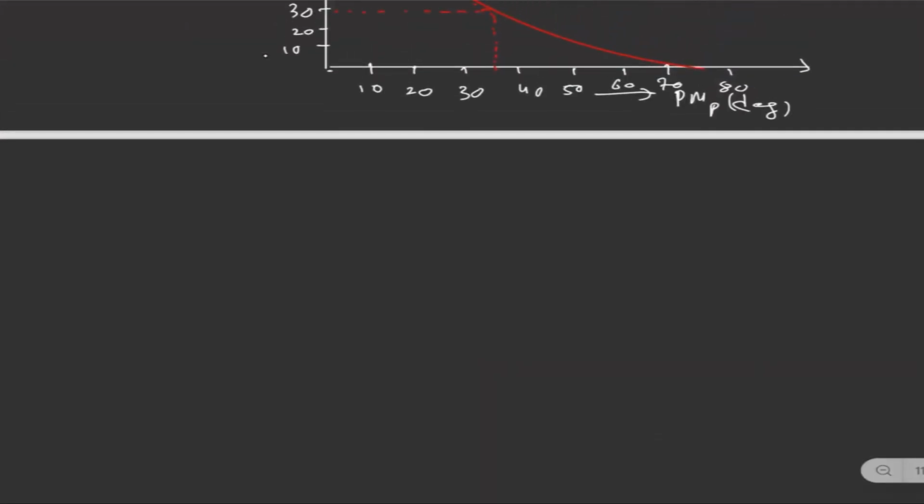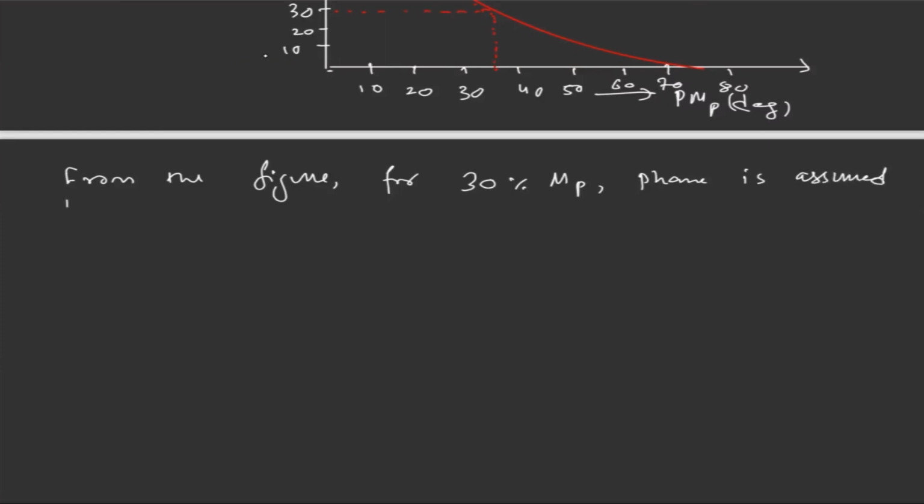So from the figure, for 30% overshoot Mp, phase margin is assumed to be phase margin greater than 38 degree. We are assuming this value. For this plot, we are getting this value. And for the safe side, let's increase this phase margin a little higher.